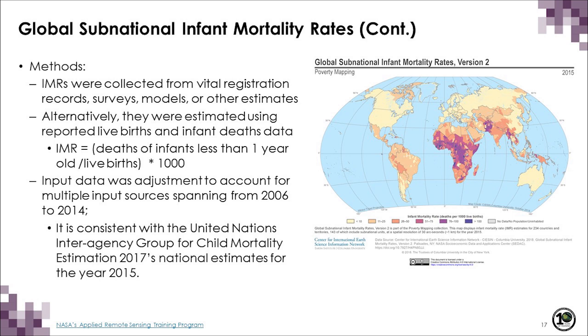Input data was then adjusted to account for multiple input sources spanning from 2006 to 2014. The final data is then consistent with the national estimate for the year 2015 of the latest version of the United Nations Interagency Group for Child Mortality Estimation Report. The map on the right shows the final outcome, and it indicates that infant mortality continues to be higher in sub-Saharan Africa and South and Southeast Asia.